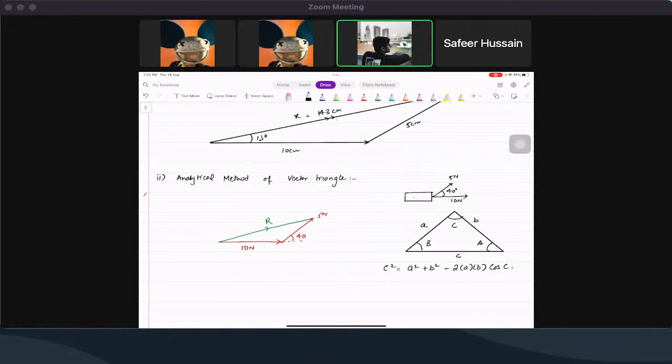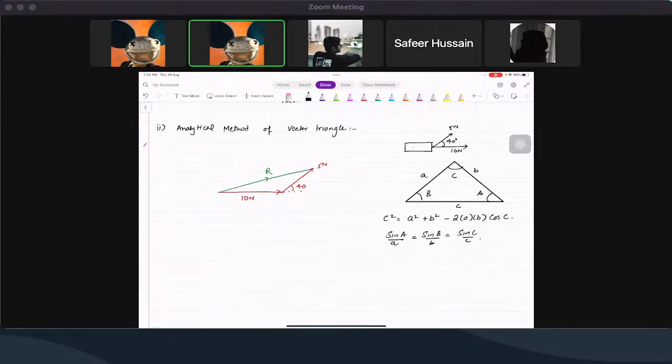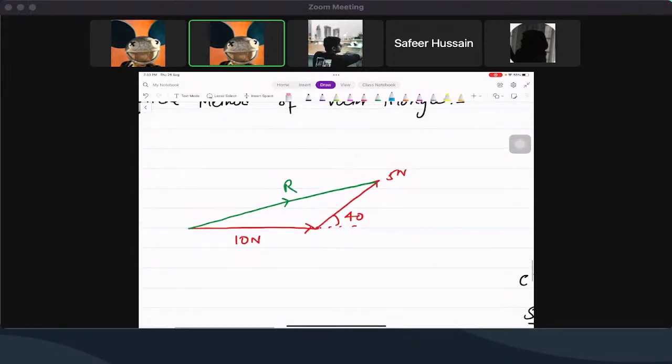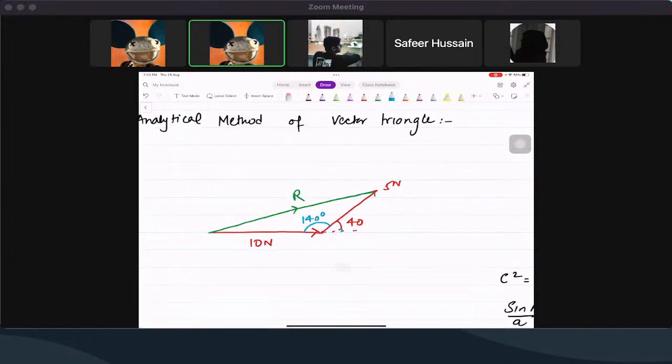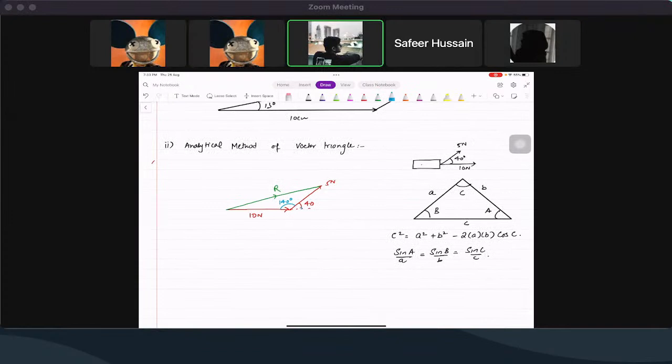Yes. And the sine rule suggests that sine of A over a will be equal to sine of B over b and sine of C over c. Now, what you're going to do is, you see that here, if this is 40 degrees, the total angle will be 180. That means this angle is going to be 180 minus 40, that makes it 140 degrees. Do you agree? Yes.